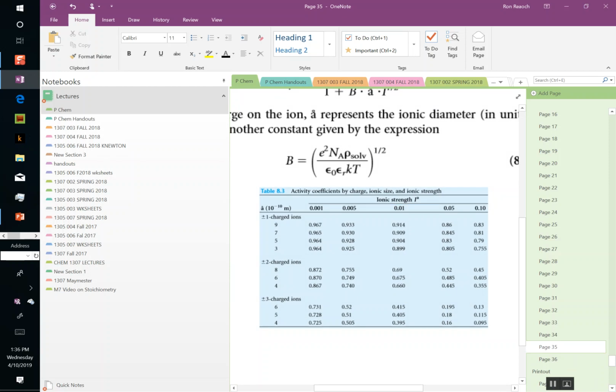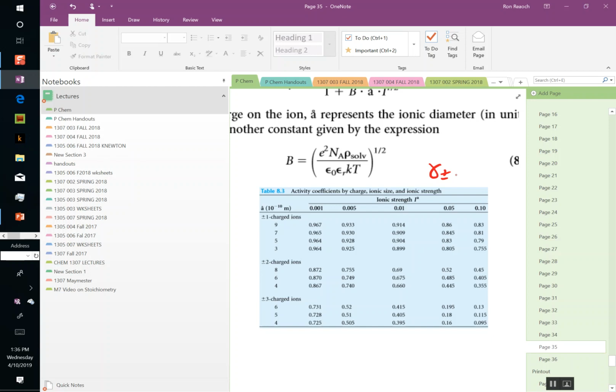Here's a table of gammas. And so here's a table of gammas, irrespective of what the ion is. It doesn't matter whether it's sodium, potassium, cesium, whatever it is, with a +1 charge. It's just this charge, at various ionic strengths, that gives you a gamma.